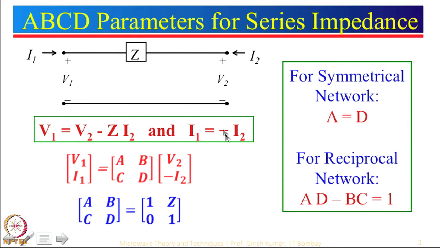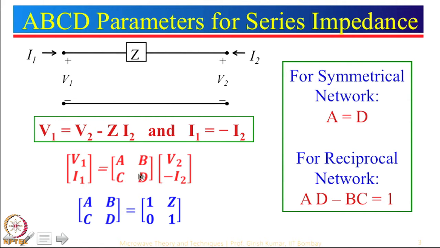And what is I1? Again, why are we writing in this particular form? Because we have to write in this particular fashion. I1 is nothing but equal to minus I2. So, from here you compare this with the equation over here. We can say that V1 is A V2. What is the coefficient of V2? 1. So, A is 1 here. Now V1 is equal to B times minus I2, and what will be B here? Z.